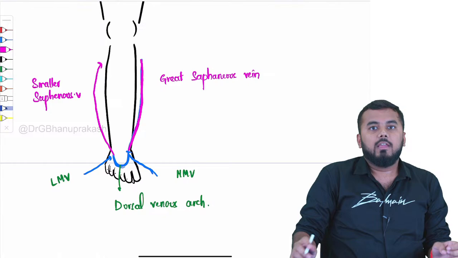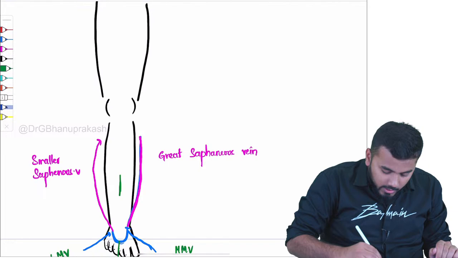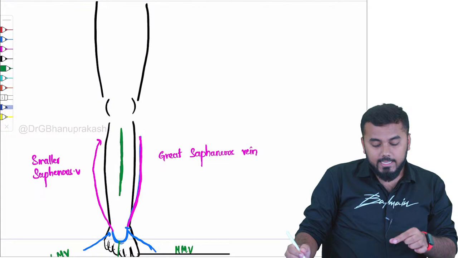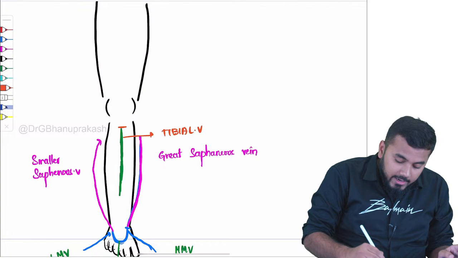Now, what are the important things? Important things will come now. Look here. Here, I have got a vein like this. Okay. Here, I have got a vein like this. This vein is on the tibia region. So can I call this vein as tibial vein? Tibial vein, isn't it?